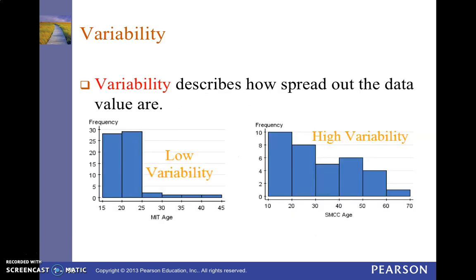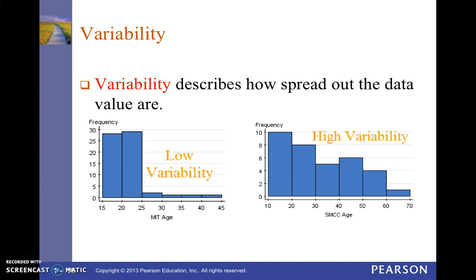In terms of the idea of variability, once again, it describes how spread out the data values are. We have an example on the left where we have very low variability. That means most of the numbers are between 15 and 25. And yet in the image on the right, we have a lot of variability. It goes from 10 to basically 60, some even up to 70. So there's a lot of differences between those numbers.